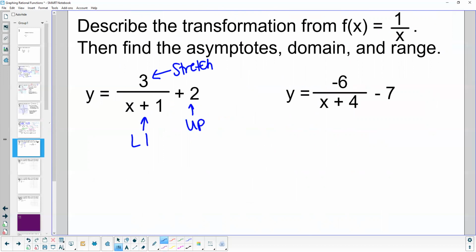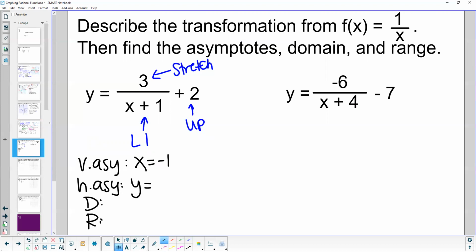So what does that mean about our function? Well, let's talk about where our vertical asymptote is going to be, where our horizontal asymptote is going to be, where our domain is going to be, and where our range is going to be. So our vertical asymptote is related to this left 1. So we're going to get an x equals -1. It's an equation of a line, right? We have this line at x equals -1. Our horizontal asymptote is also a line, but it's a horizontal line. So it's y equals 2.